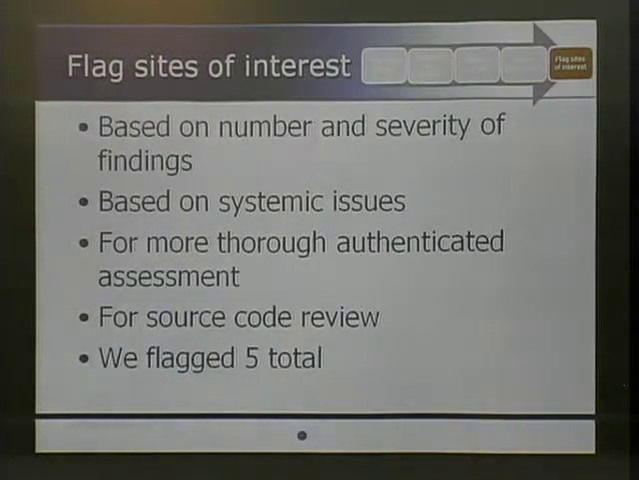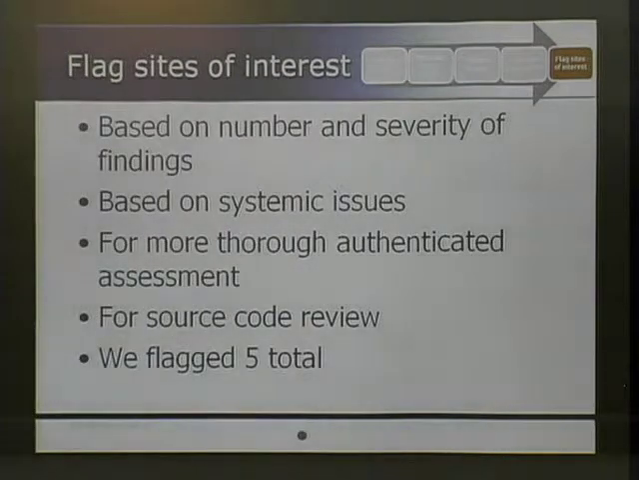So based on what we had done so far, there's a few factors on deciding what sites we want to do a more thorough assessment on. So we looked at systemic issues. If on one site we had 2 or 3 input validation issues, we right away said, okay, we need to either do a source code review on this. We didn't actually do the thorough assessment and source code review here, but this was leveraged to actually get a more thorough assessment later, right?